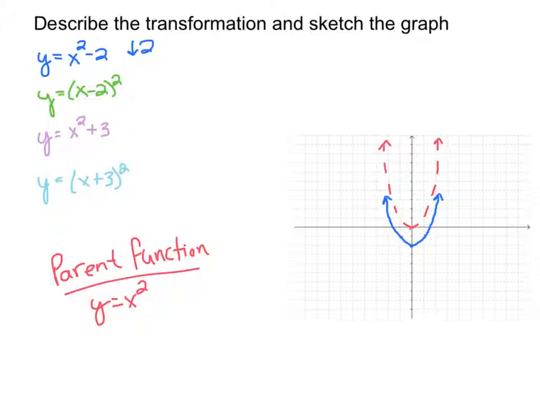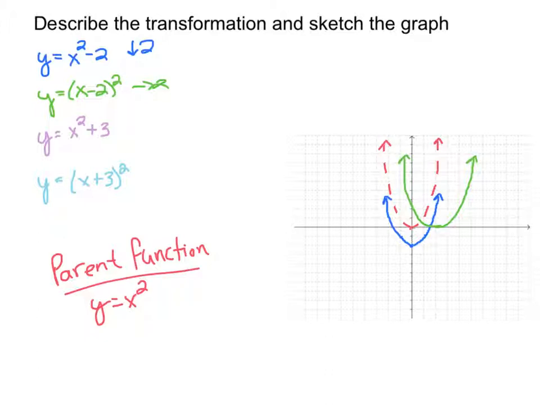Now for the one in the green, we have y equals x minus 2 squared. That subtraction of 2 is occurring inside the squared, so that means it's going to be a horizontal shift. Looking back at your little cheat sheet, that's going to be to the right 2 units. So we're going to take everything from our parent function and move it to the right 2 units. So we go from 0, 0, move it over 2. Just do your best to draw the parabola.